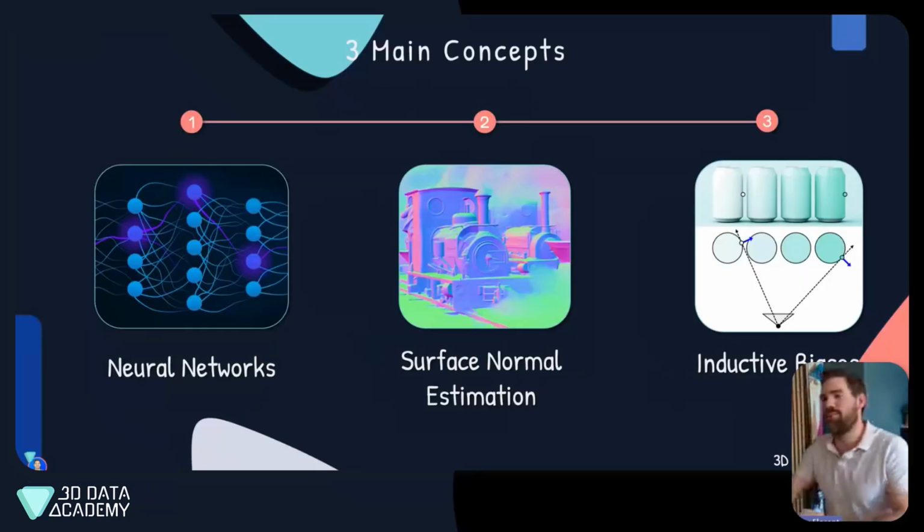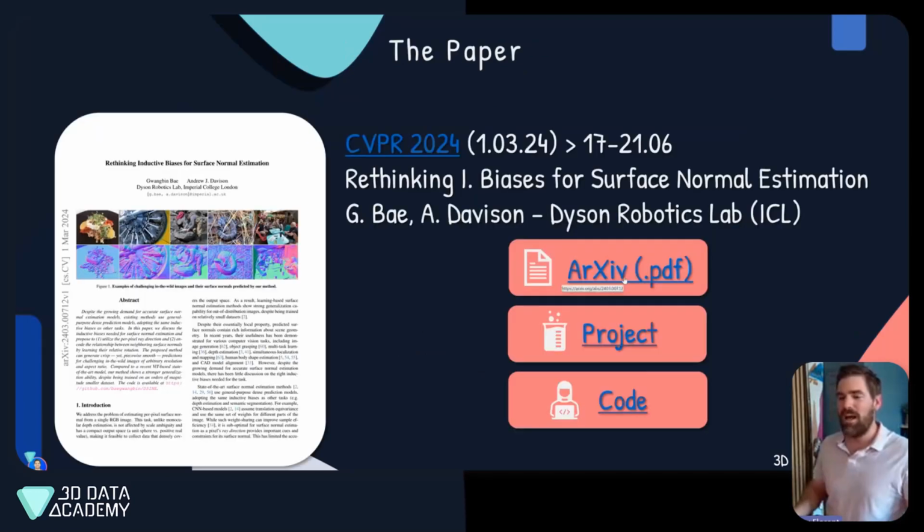Here were the concepts that I was briefly touching on. And this is the paper. Of course I will share the presentation with you, but basically this is the paper: Rethinking Inductive Biases for Surface Normal Estimation. You may know that next week is CVPR, and this was pushed to CVPR on the 1st of March. So it's pretty new. It's the Tyson Robotic Lab, with Guangbin Bai and Andrew Davison, that are the authors of this article. You have an arXiv link, the project link, and the code link.